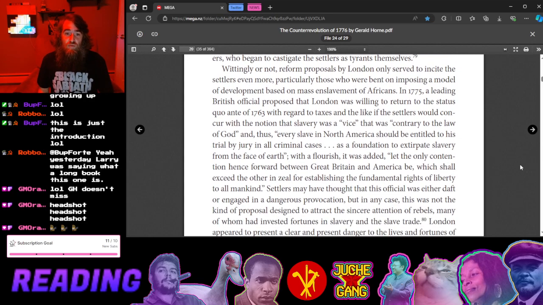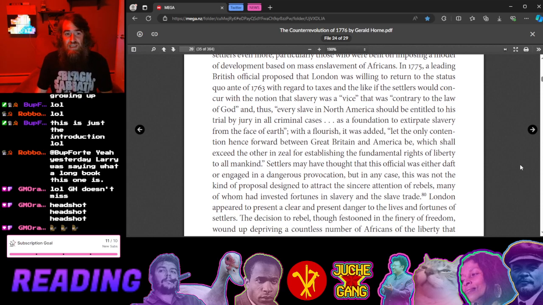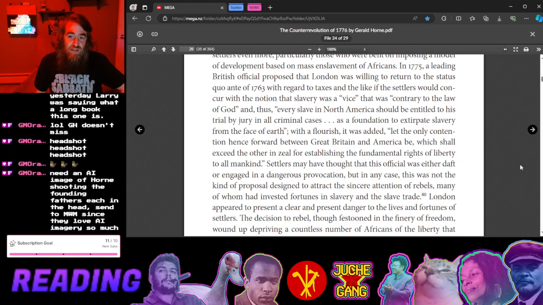Wittingly or not, reform proposals by London only served to incite the settlers even more, particularly those who were bent on imposing a model of development based on the mass enslavement of Africans. In 1775, a leading British official proposed that London was willing to return to the status quo ante of 1763 with regard to taxes and the like, if the settlers would concur with the notion that slavery was a vice that was contrary to the law of God, and thus, every slave in North America should be entitled to his trial by jury in all criminal cases, as a foundation to extirpate slavery from the face of the earth, unquote.